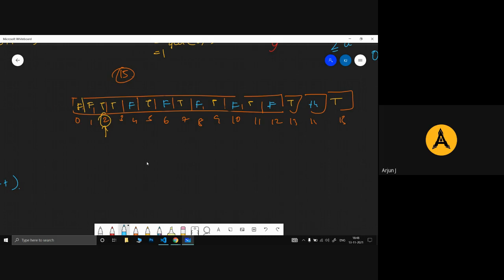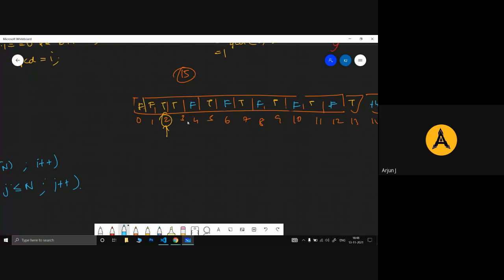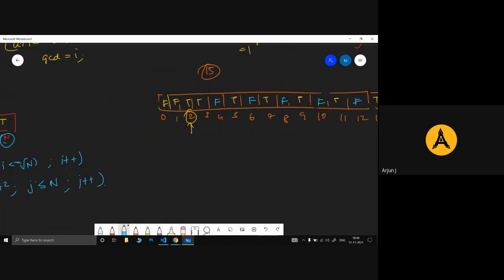But as per the given algorithm, we will just start from I square. Here I square is going to be from 2 and we go up to n.